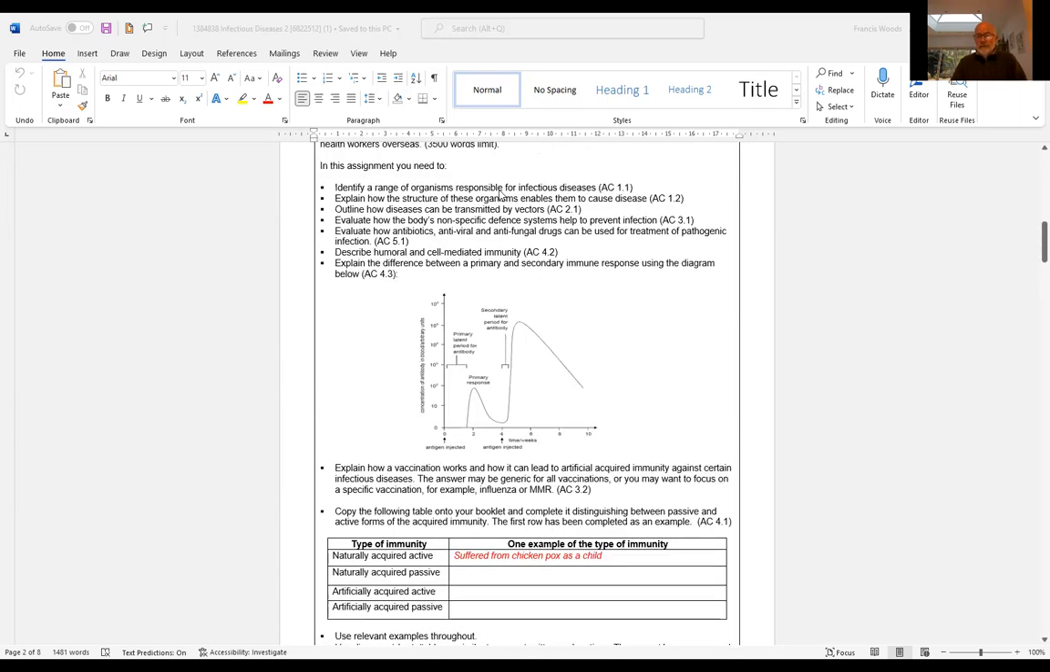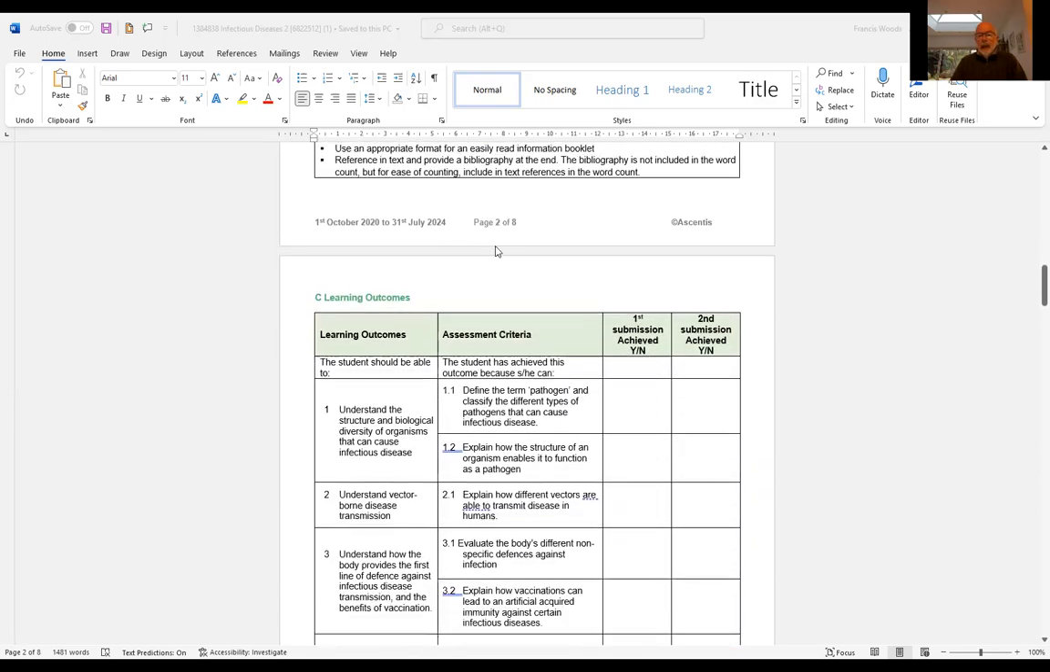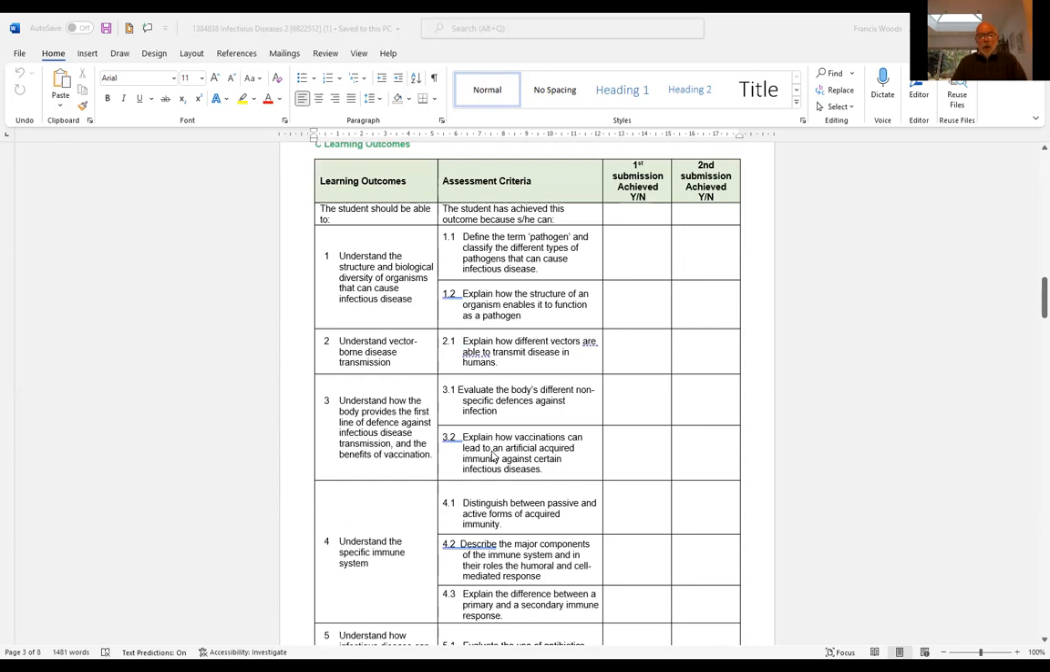Again, I'll point you to the brief. Okay, make sure that you cover all of the assessment criteria, and the assessment criteria again on the third page. We've got 2.1, explain how different vectors are able to transmit disease in humans. Vectors are ones that carry the disease to us. This in the main will look at insect and animal vectors, and then we'll move on to the body's different non-specific defenses against infection.